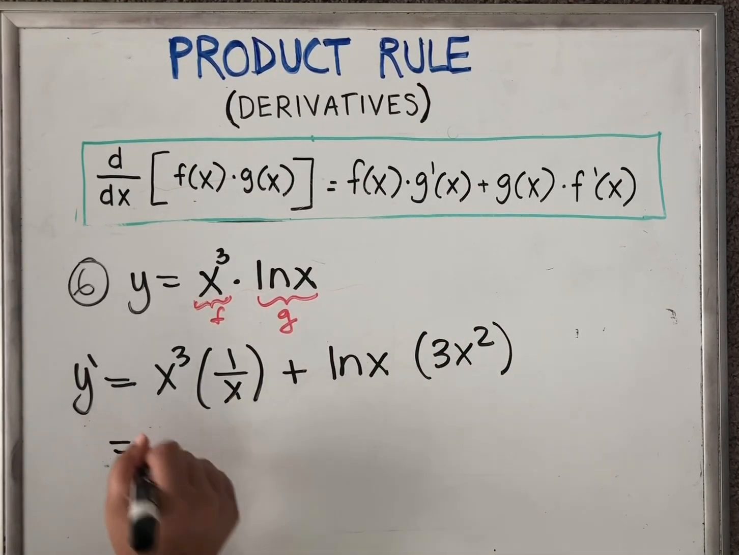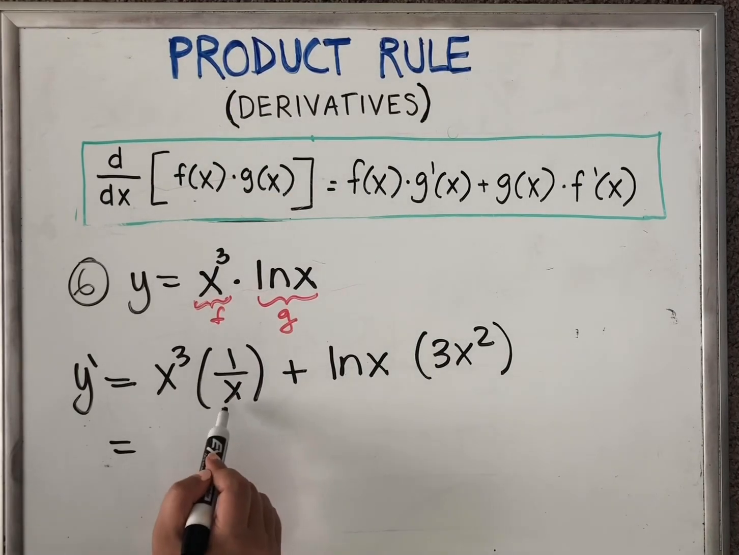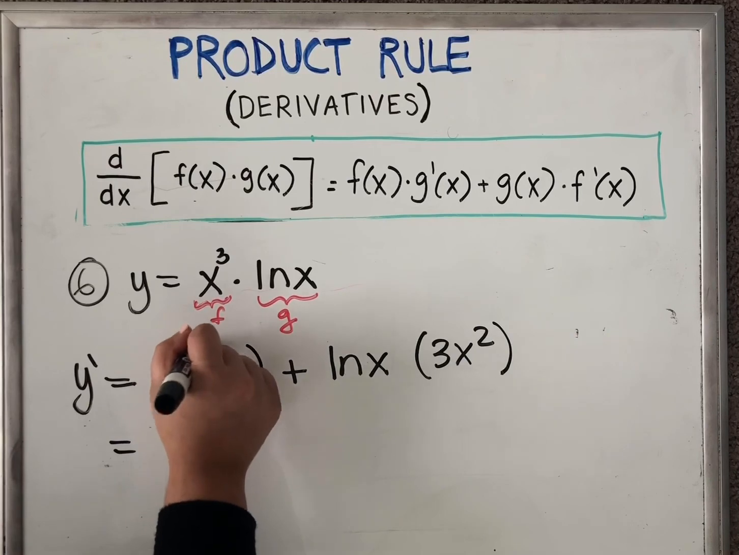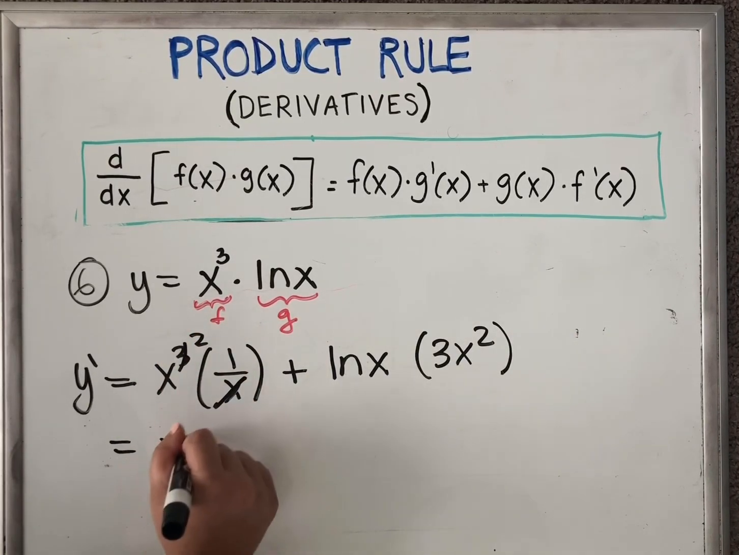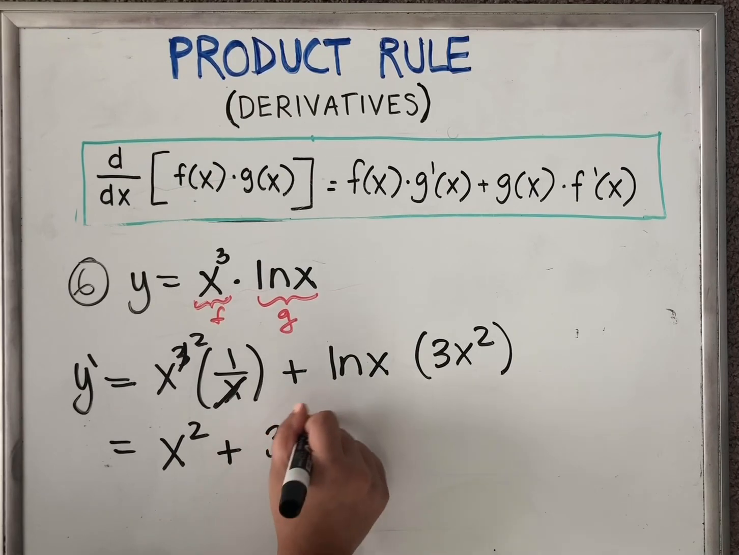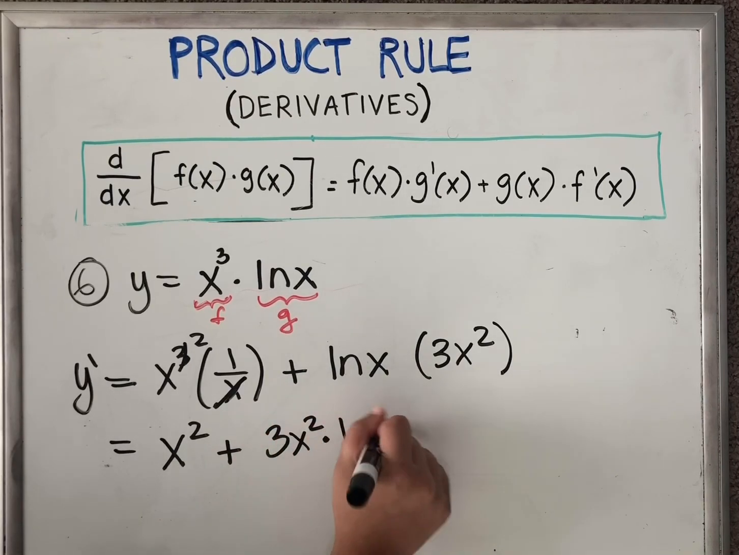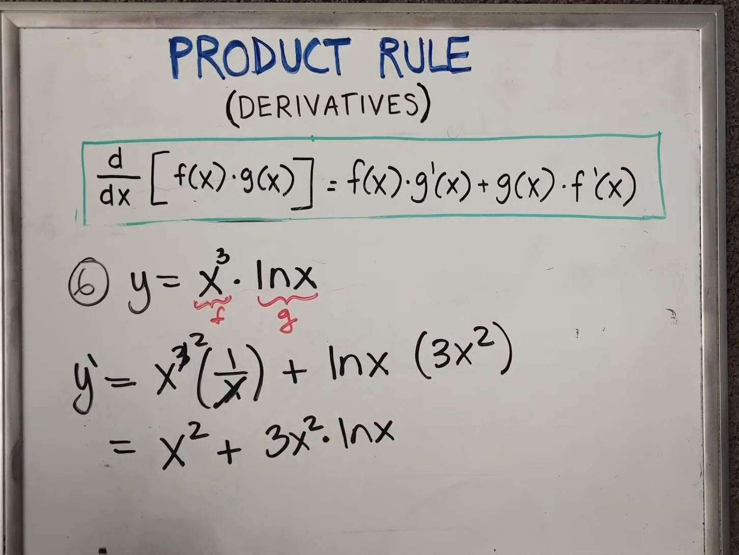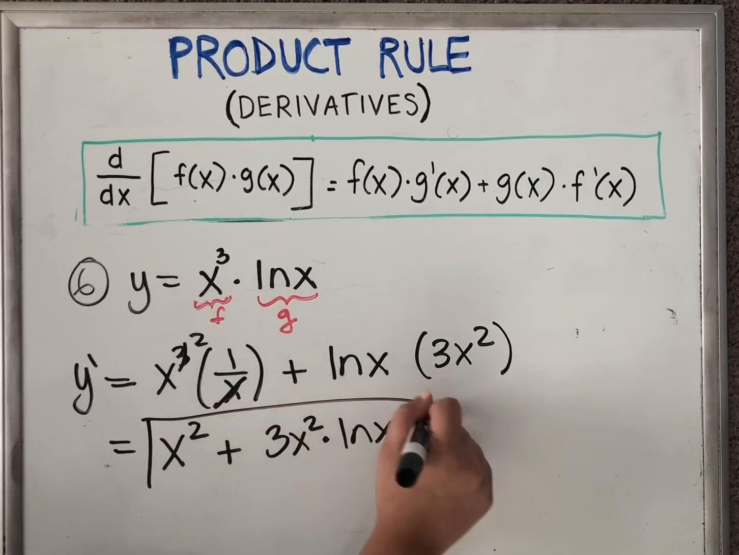Just clean this up. So an x cubed times a 1 over x, essentially we're just going to cancel one of the x's out here. So we're left with an x squared plus 3x squared times ln x, right? I've just brought the 3x squared out in front of the ln x. So again, this is a perfectly acceptable answer.